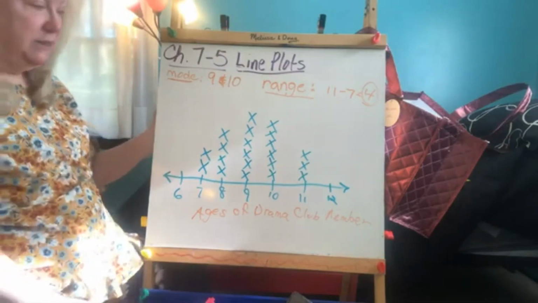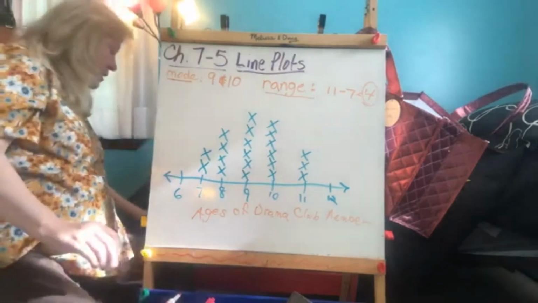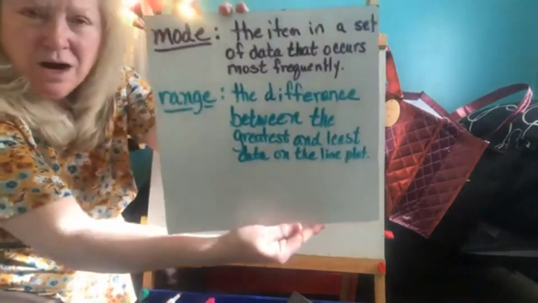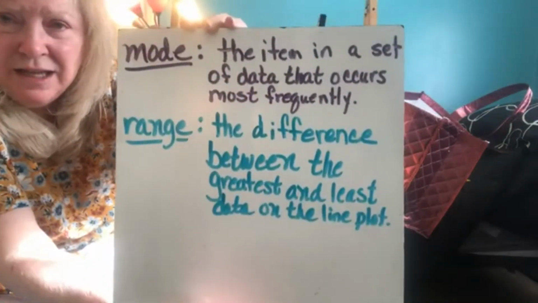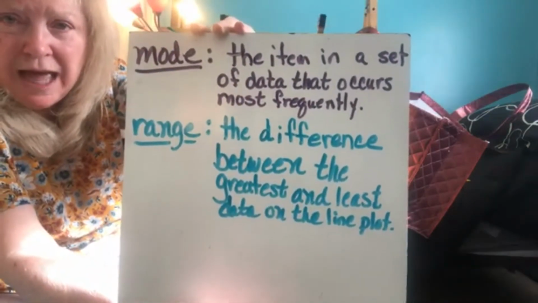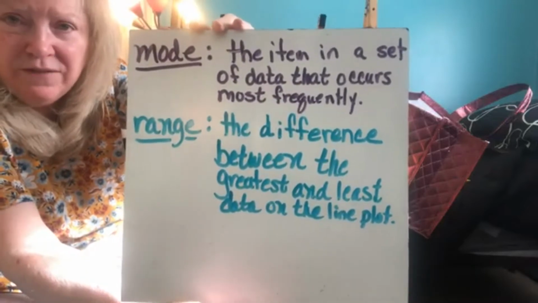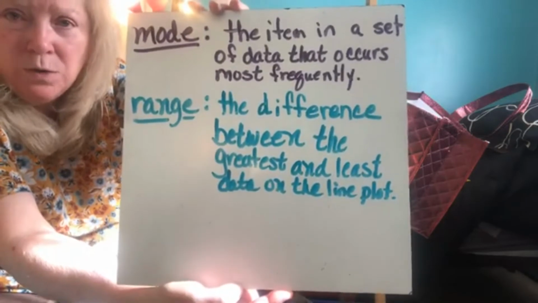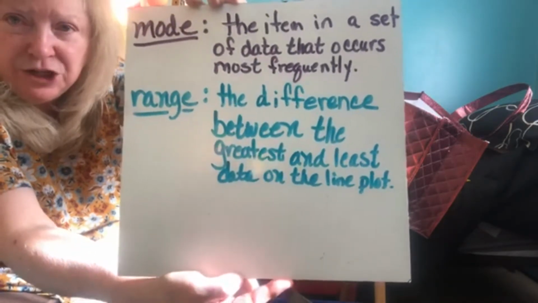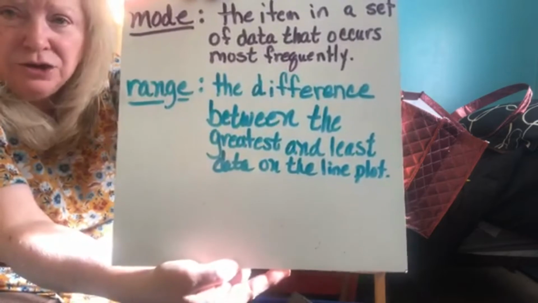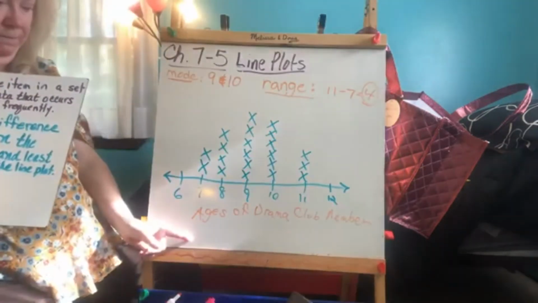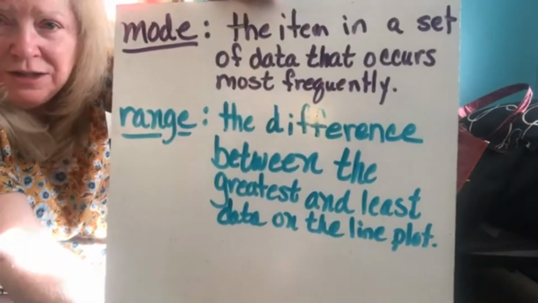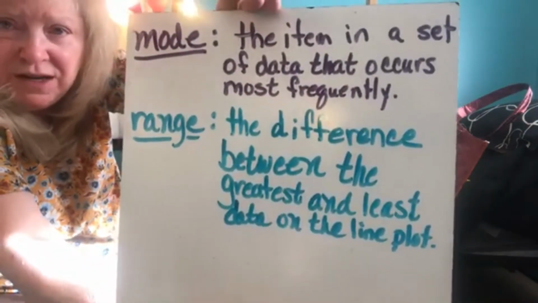Alrighty, let's take a moment to write the vocabulary for this lesson. Mode and range. So pause the video and copy the vocabulary for this lesson, mode and range, with their definition. Skip a line under your line plot that you drew and put this information. When you're done, restart the video.